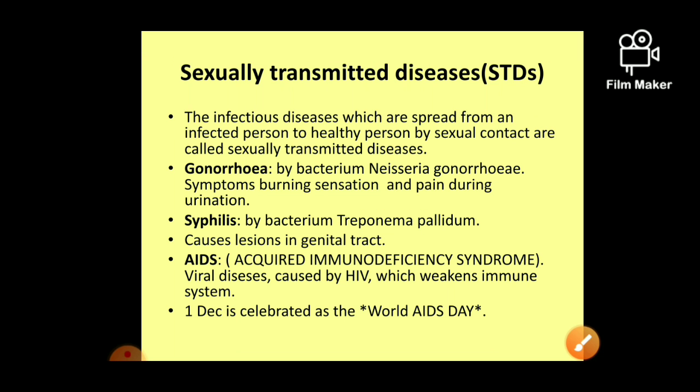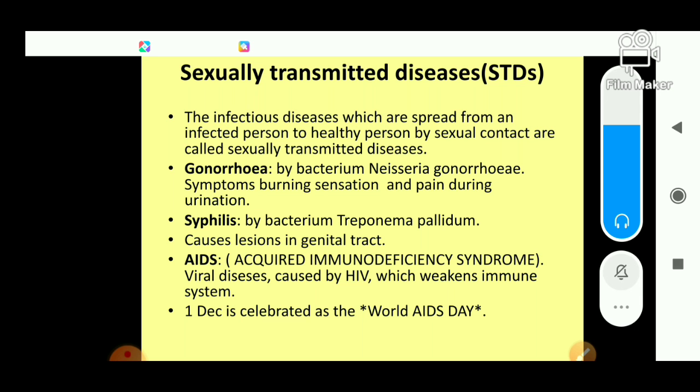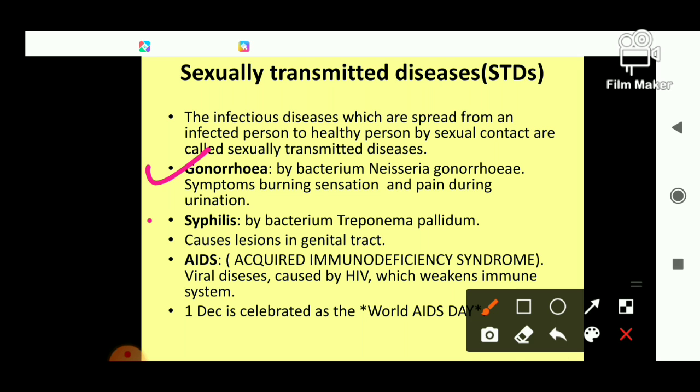Now next is sexually transmitted diseases. The infectious diseases, that is, communicable diseases which spread from an infected person to a healthy person by sexual contact, are called sexually transmitted diseases, right? Human beings suffer from over 30 different kinds of sexually transmitted diseases. They are usually caused by bacteria, protozoa, and viruses. Some common diseases are, first gonorrhea, second syphilis, then AIDS. Now see one by one.